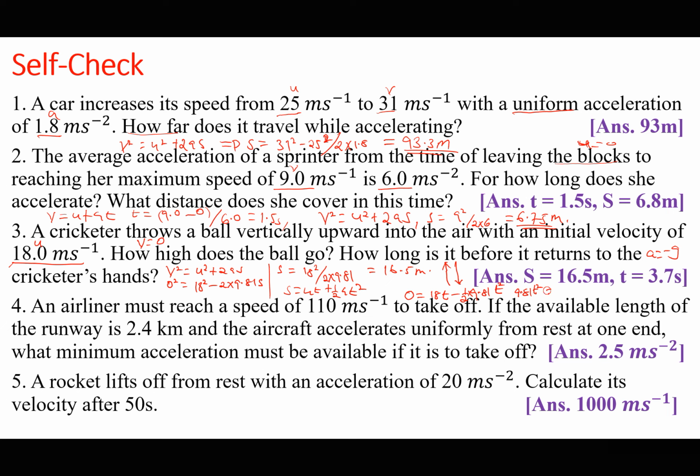One t cancels. So I'll say 9.81 t squared is equal to 2 times 18 t. So one t cancels with the square. So I'll just divide to find t. 2 times 18 divided by 9.81. That is 3.7 seconds.